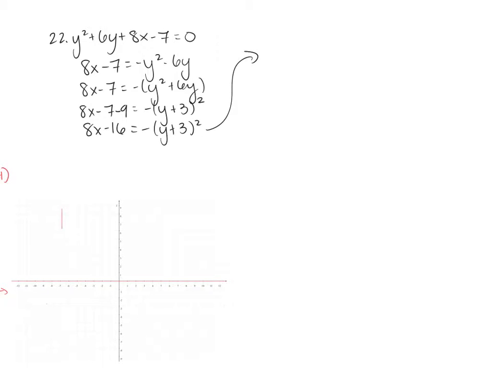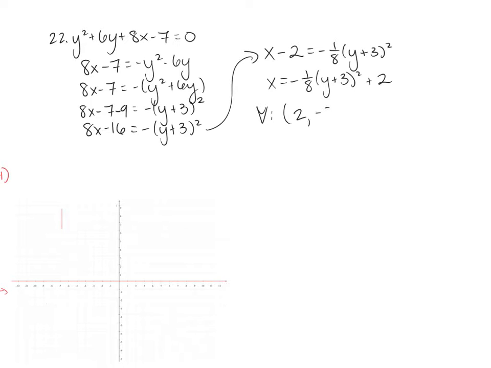We're not done though, right? It has to be an x equals equation. So I need to divide both sides by 8. I get x minus 2 is equal to negative 1/8 y plus 3 squared. And then I'm going to move the 2 to the other side. So my vertex is 2, negative 3. My axis of symmetry is y equals negative 3.